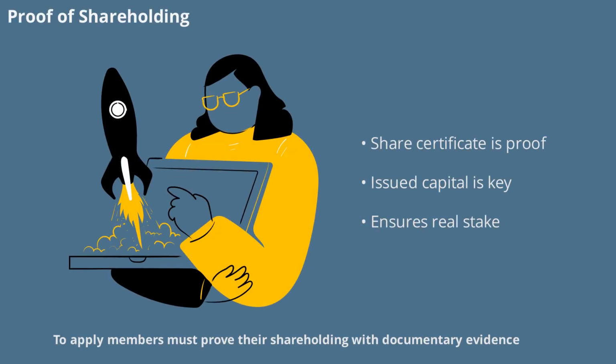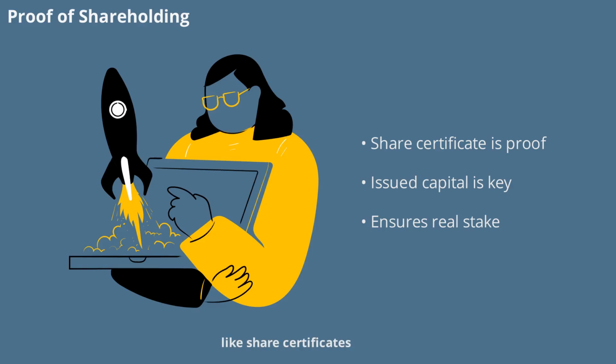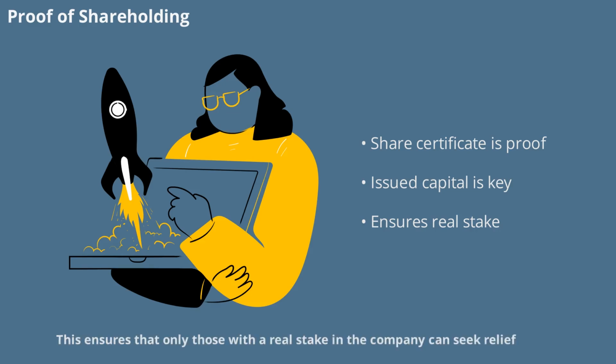To apply, members must prove their shareholding with documentary evidence, like share certificates. The law presumes that a share certificate is valid proof of ownership. Shareholding is calculated based on issued share capital, not just subscribed or paid up capital. This ensures that only those with a real stake in the company can seek relief.